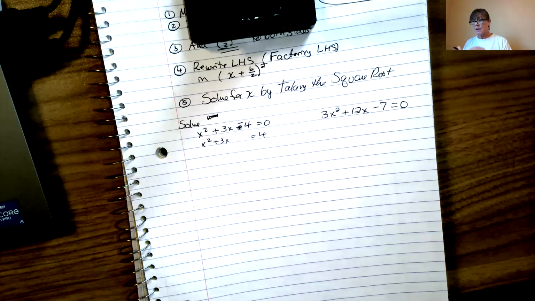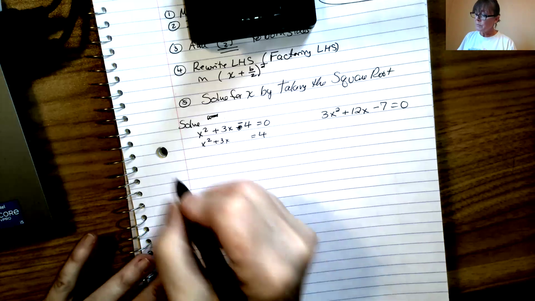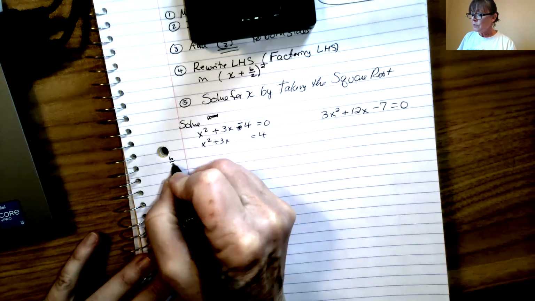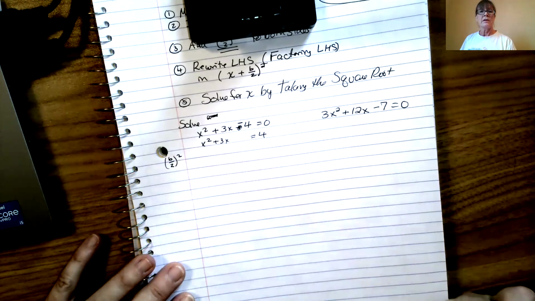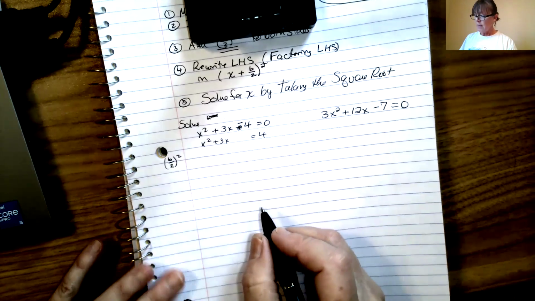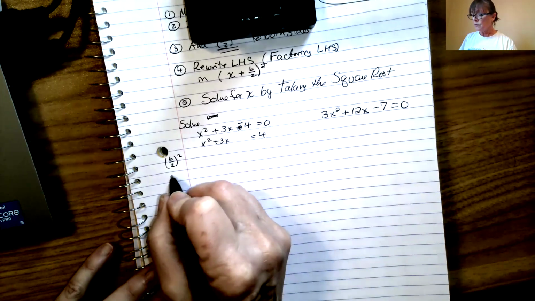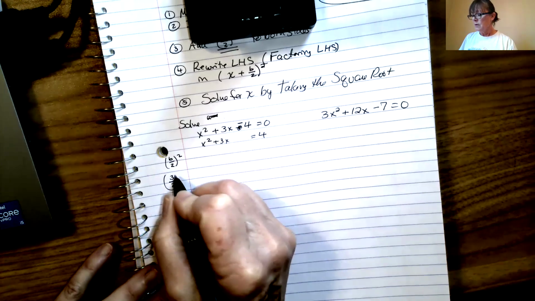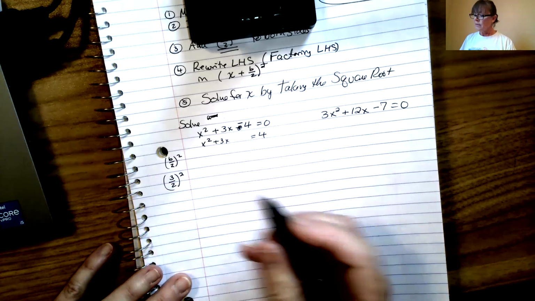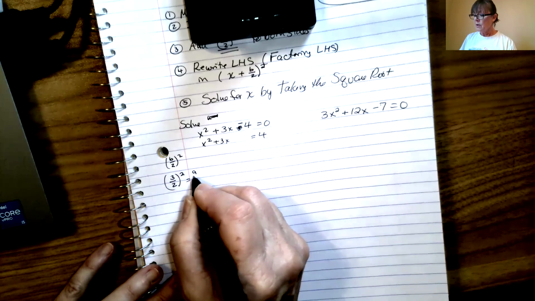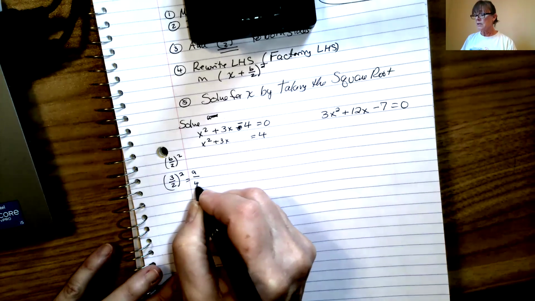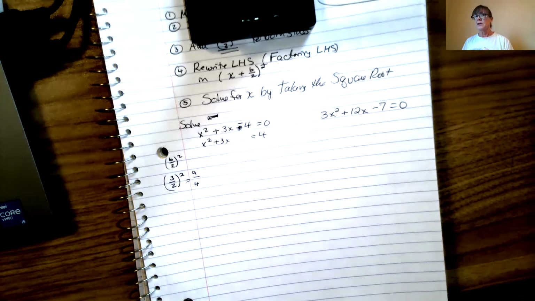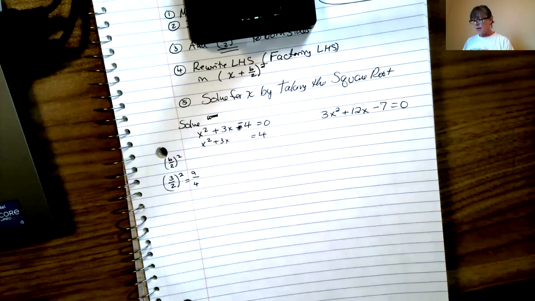Now we're going to add this special term to both sides. The special term is (B over 2) quantity squared. So what that looks like is B is 3, so (3 over 2) quantity squared. That is really 3 squared over 2 squared, so this is equal to 3 over 2 times 3 over 2, or 9 over 4. That's what that equals. So we're going to add that to both sides.